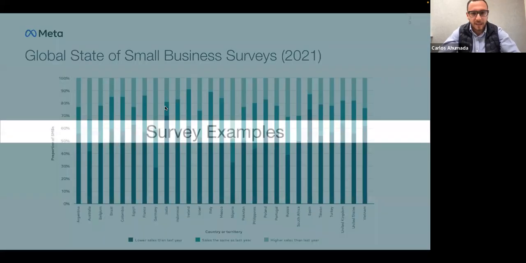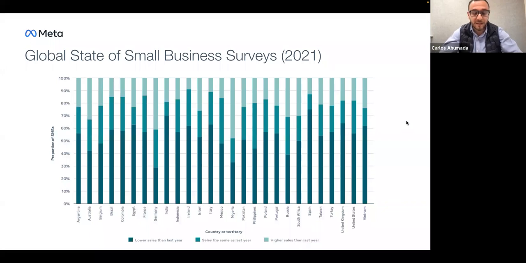And I'm going to go very quickly into the surveys that we have. As I was saying, one of the most important surveys that we have is the Global State of Small Business Survey. This is a survey that we conduct quarterly with the World Bank and the OECD. And they aim to reflect how healthy the entrepreneurship environment is, what opportunities and challenges small businesses are currently facing, how their sales are developing, how much they rely on digital sales or in-person sales, and so on.